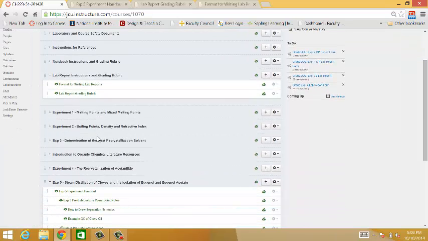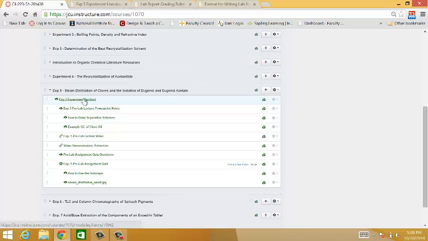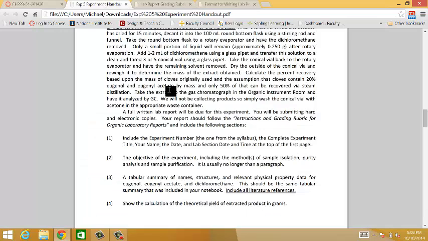The other thing that we're going to look at is under experiment 5, in the experiment handout. At the end of it, it shows you what to include in the experiment 5 lab report. So I've opened up all three of those documents. Let's look at the experiment 5 handout first.